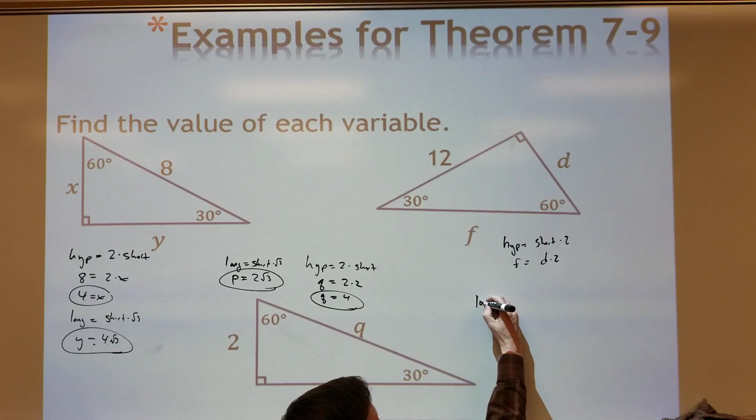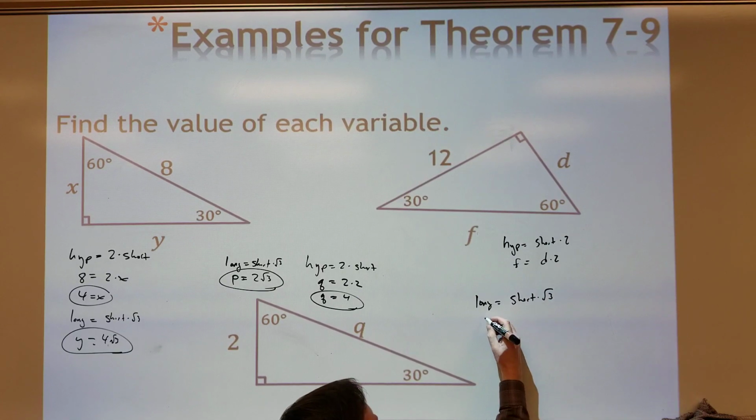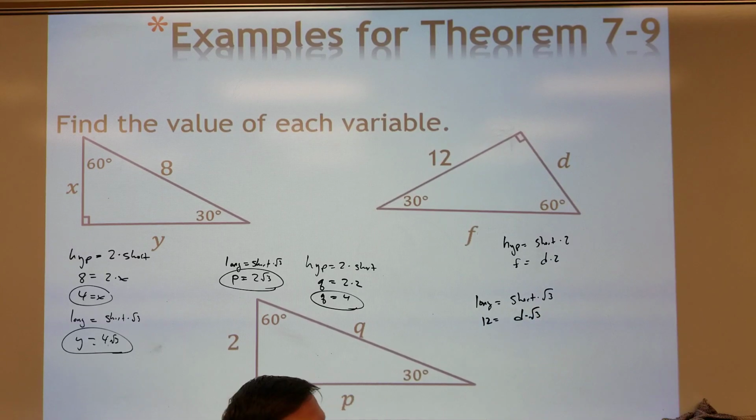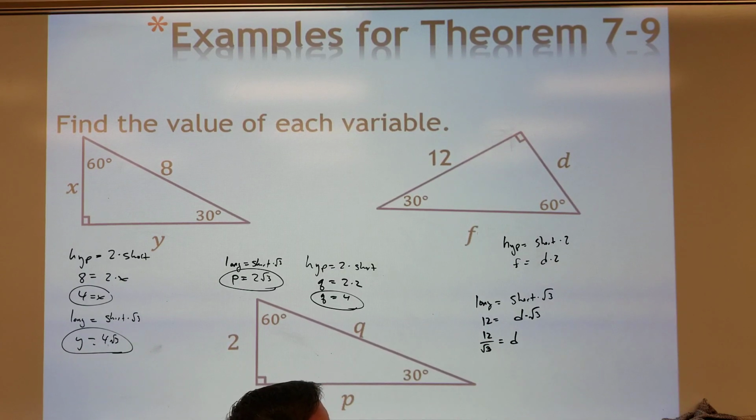I'm going to find out that the length of the long leg is equal to the short leg times the square root of 3. 12 is equal to D times the square root of 3. Just like the last exercise and the last example, we have to do some division, which means we have a little bit of simplifying of radicals to accomplish here.